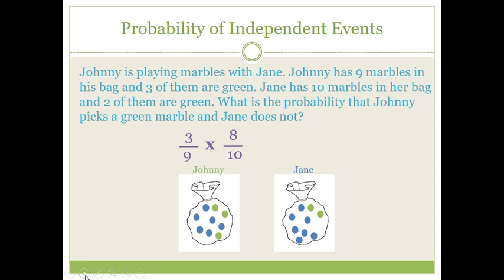And then like before, we multiply those probabilities. So we multiply straight across, and 3 times 8 is 24. 9 times 10 is 90. So the chances that this event happens, that Johnny picks a green marble, and then Jane doesn't pick a green marble, is 24 out of 90. And then we can reduce that fraction to 4 out of 15. We could also convert that fraction into a decimal and report the probability as a decimal, or we could report that probability as a percentage, a percent chance that it happens.